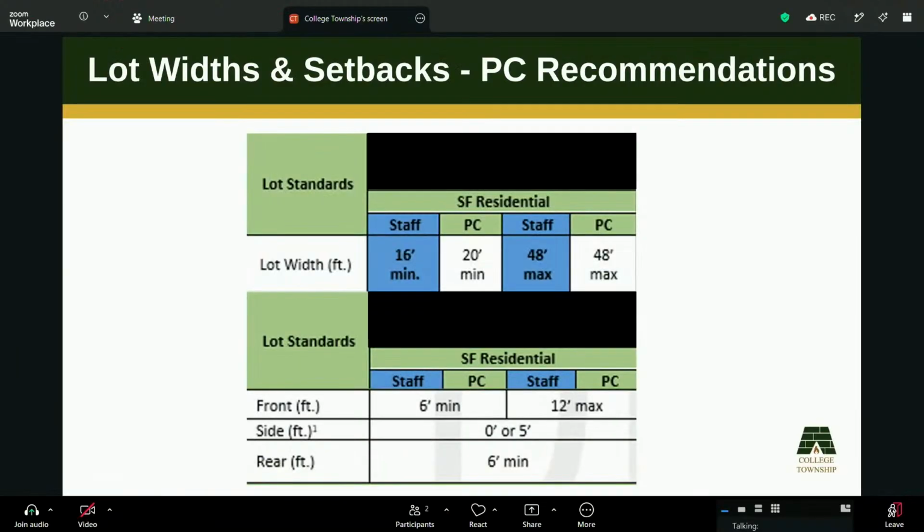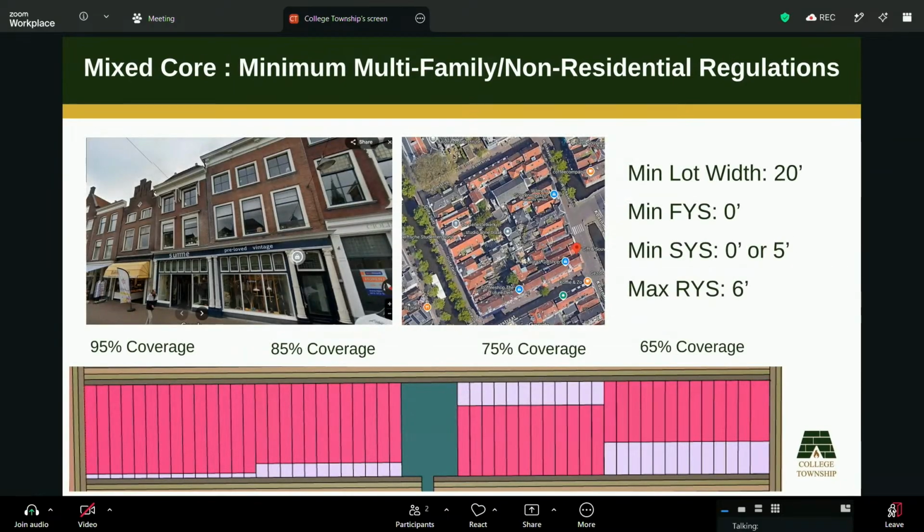All right, so we will move on then to the mixed family and non-residential part of mixed core. The minimum lot width, again, from PC's recommendation was 20 feet, staff's was 16 feet. Front yard setback for this, am I in the right? No, you're fine, there's just a typo. Minimum front yard setback is 0.